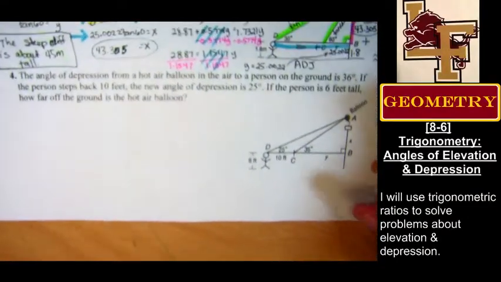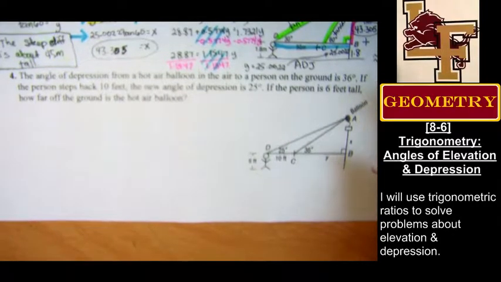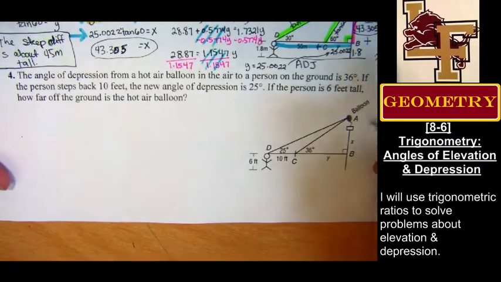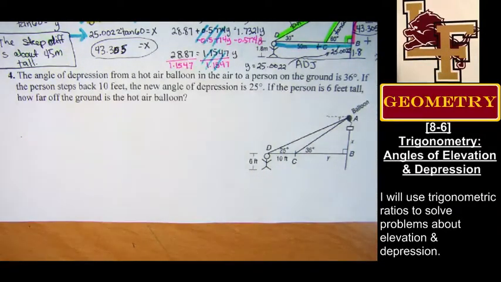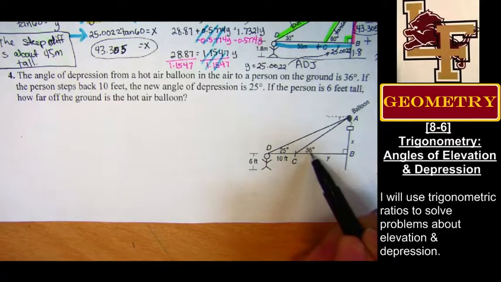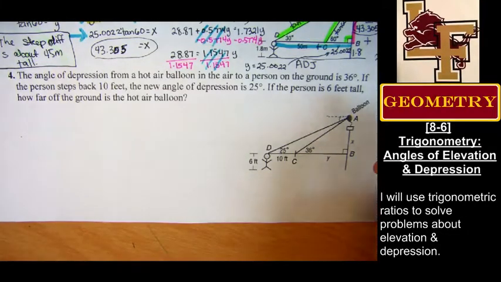The angle of depression from a hot air balloon to a person on the ground is 36 degrees. That's this angle of depression. So if I'm looking here, that's this angle. It's the same as if I were on the ground and looking up at the balloon. Okay, so I'm going to put it here as an angle of elevation, even though they told me it was an angle of depression. Okay, so they measure the same.